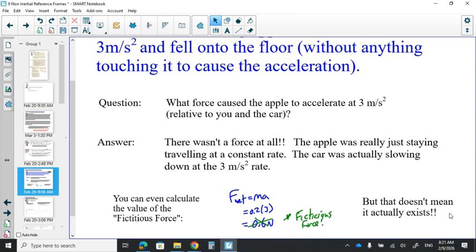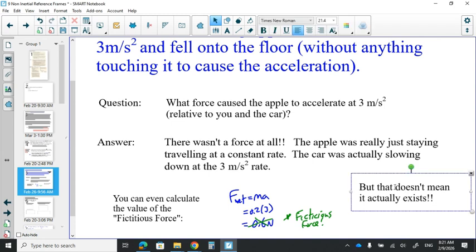So even though it doesn't actually exist, it is useful, or it can be used in the non-inertial reference frame to analyze motion.